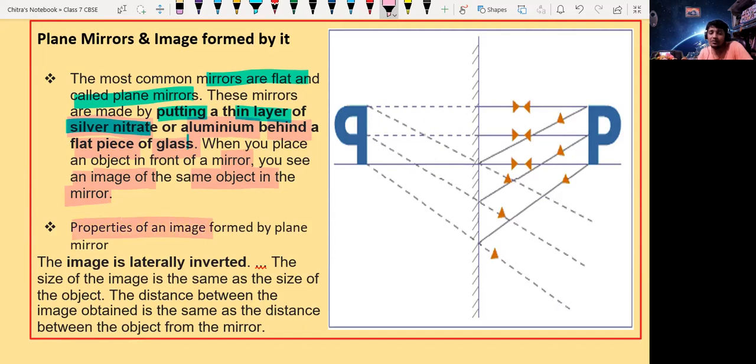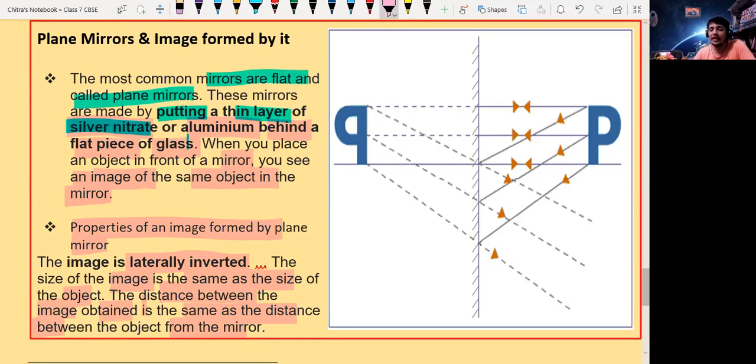So the properties of the image formed by the plane mirror, we have already gone through, but here I am going to discuss the laterally inverted image. The size of the image is the same as the size of the object. The distance of the object from the mirror and the distance of the image will be the same. It is not going to change. Like how far the object is in front of the mirror, its image is going to form at the same distance behind the mirror. Students, this is all about the plane mirror.